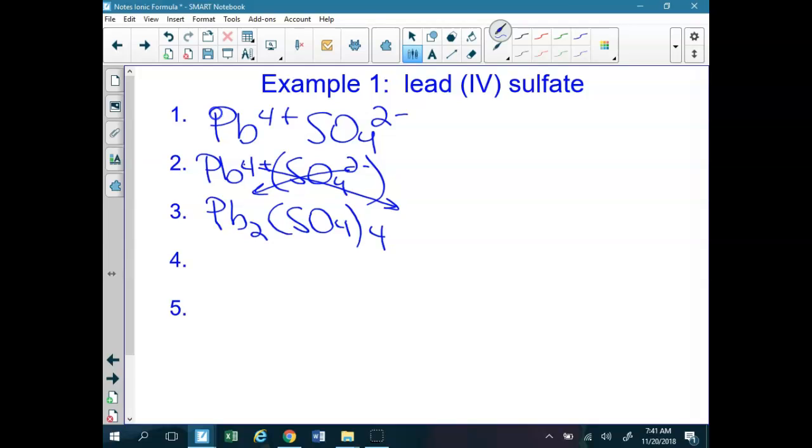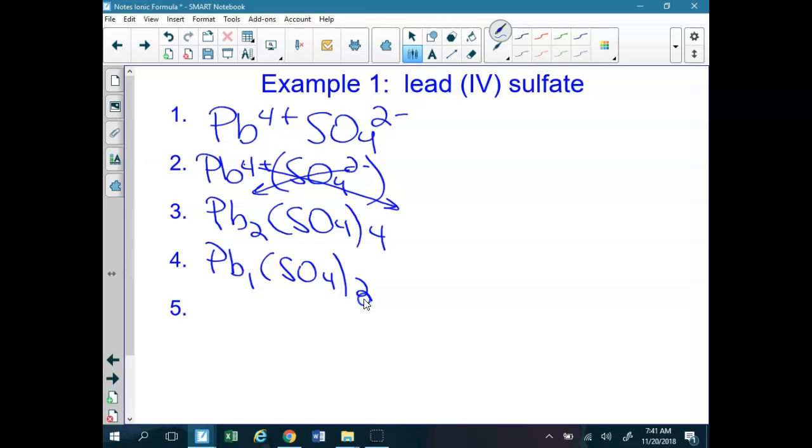Now we're going to reduce the numbers we crisscrossed. Basically what you're thinking about is which number goes into both, right? So my 2 and my 4 are the numbers I crisscrossed. They're the only ones I can try to reduce. Would you agree that 2 goes into 2 once, and 2 goes into 4 twice? So 2 divided by 2 is 1, 4 divided by 2 is 2. Okay? Okay with that idea?